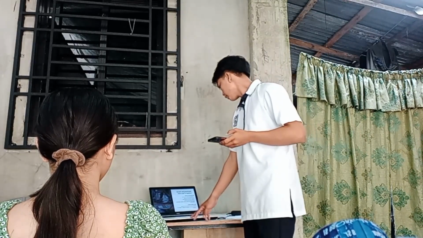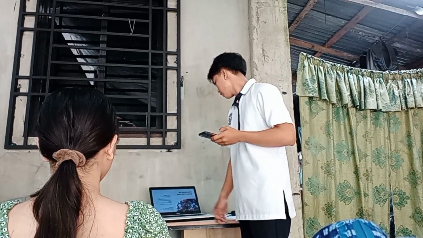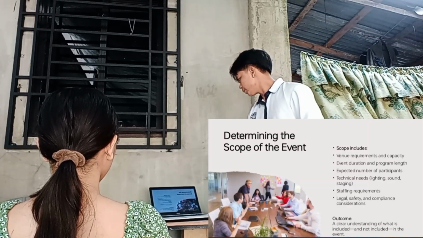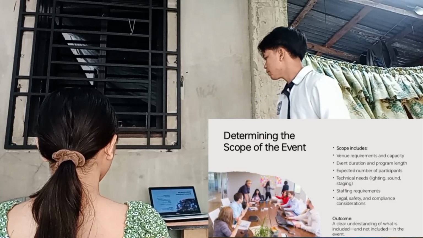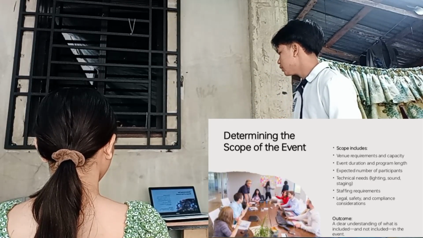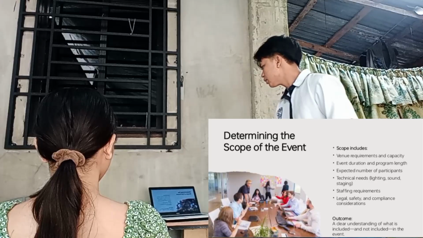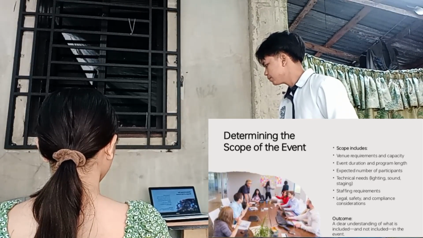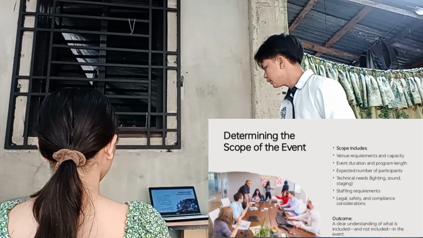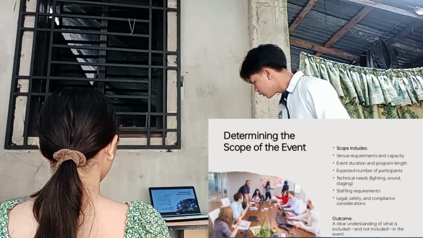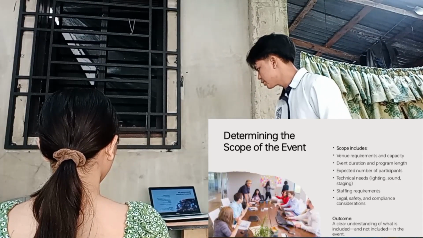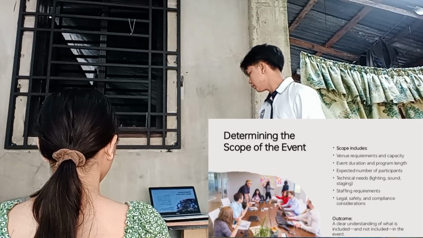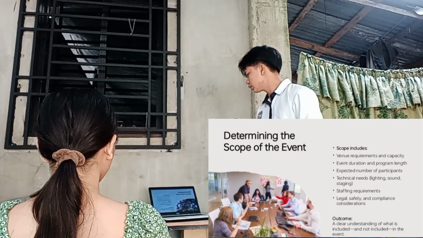Okay, we come now to the next one. Determining the scope of the event. Okay. Scope includes venue requirements and capacity, event duration and program length, expected number of participants, technical needs, lighting and sound staging, staffing requirements, legal, safety, and compliance considerations. And the outcome is a clear understanding of what is included and not included in the event.